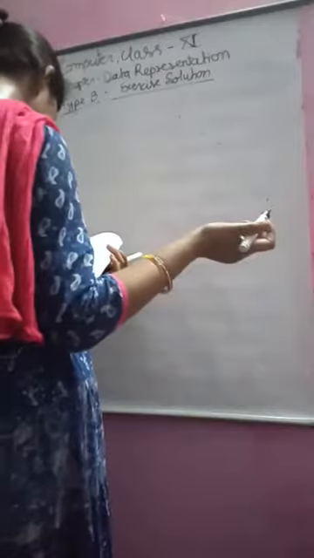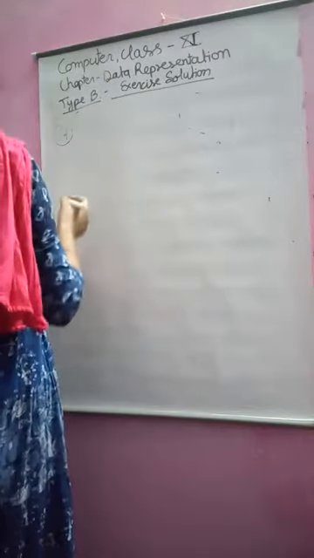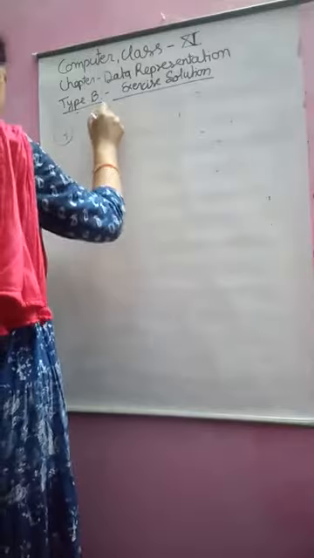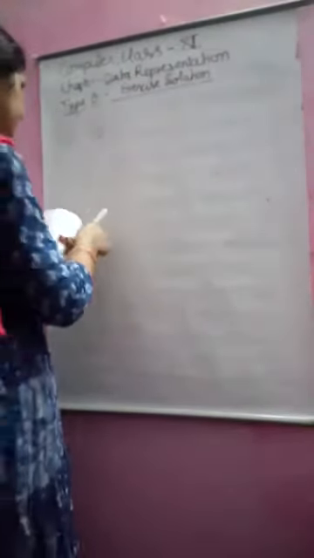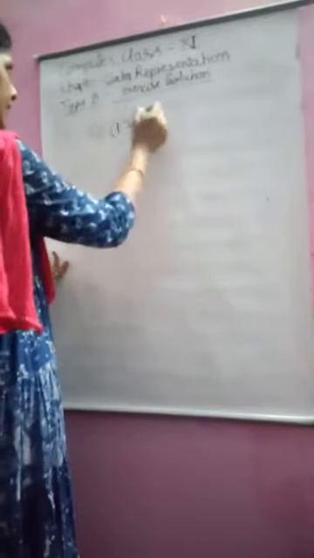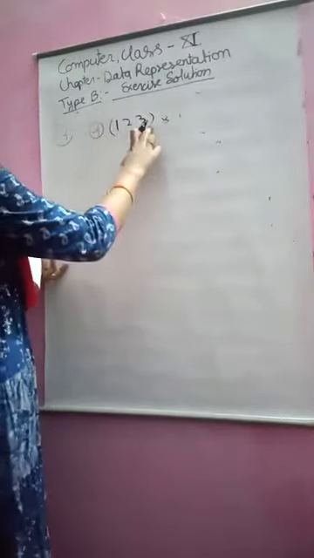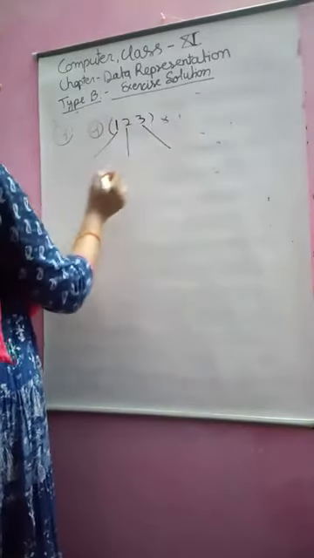हेक्साडेसिमल to octal हो गया. Octal number to the binary. Question number 14. Convert the octal number to the binary. 123. It is 123. Octal में है. इसको बाइनरी में कन्वर्ट करना है. Convert each digit to 3-bit equivalent binary. इसका 3-bit equivalent, इसका 3-bit equivalent, इसका 3-bit equivalent.